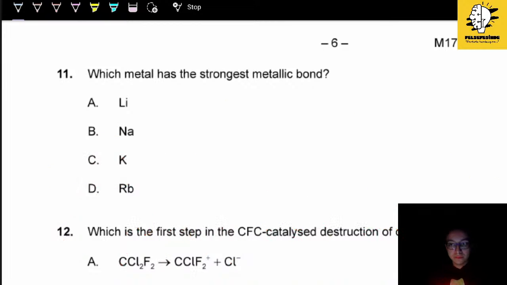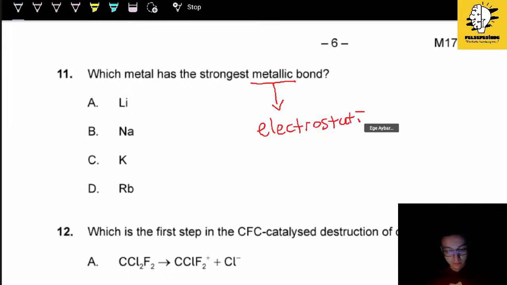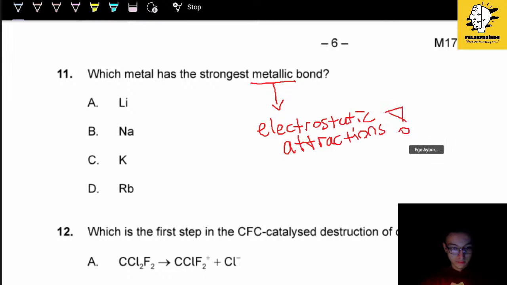So it says metallic bond. Let's remember what metallic bond is. It is the electrostatic attraction between a sea of electrons and the metal cations. So if we remember this one, then we can easily solve this question, because when we take a look at those elements, we can see that it goes down the group. And this is the question that you want us to answer, and let's answer it.